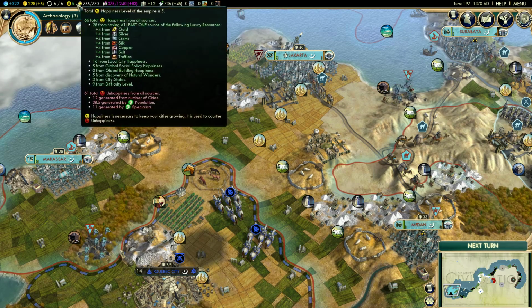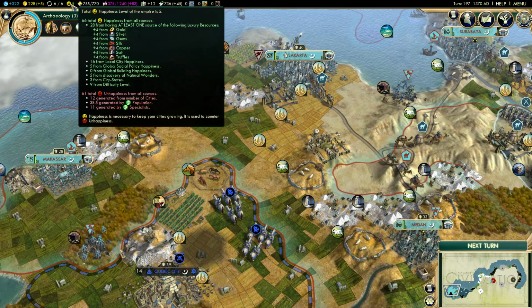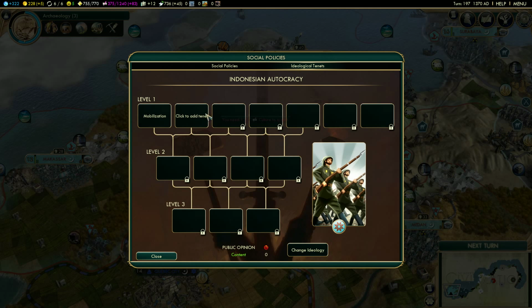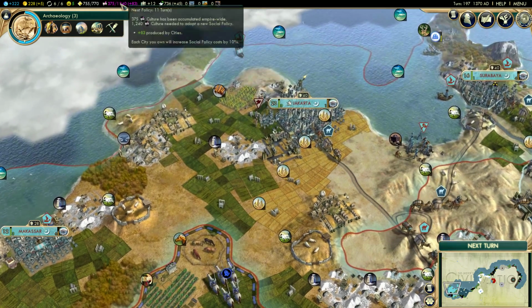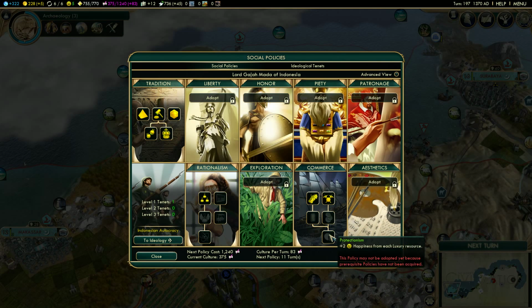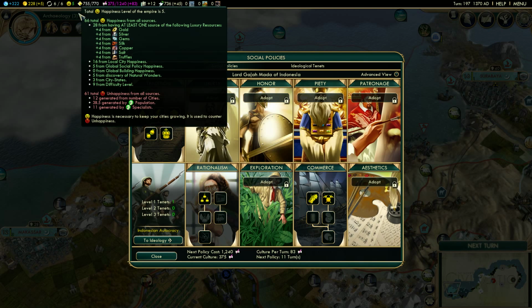So when you are around this level of happiness, you might want to get another tenet that gives you happiness. Doesn't matter if it's from the ideological tenets, though they give the most. You can take happiness from monarchy or liberty or commerce, just the same. It will all help you stay with your head above the water.